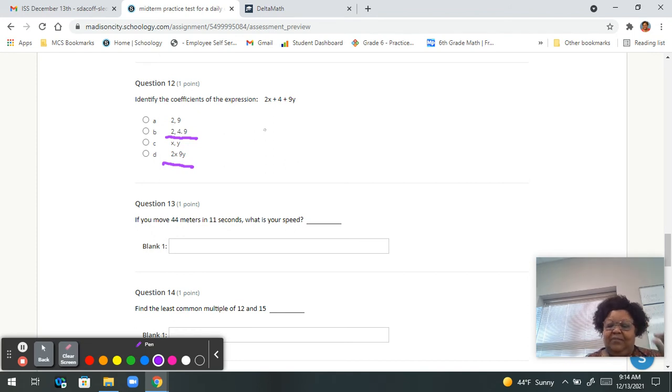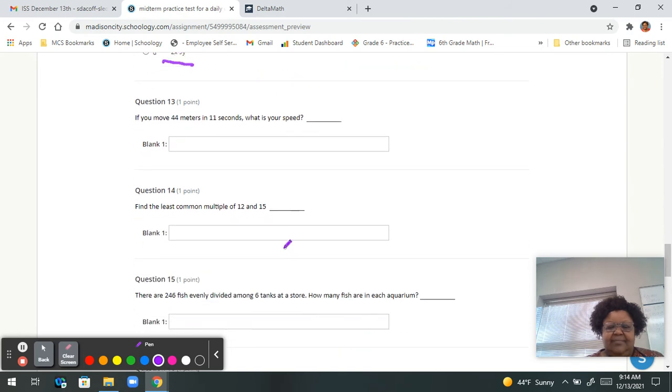Yes, you're right. The coefficient is a number in front of a variable. Some of you say a number with a variable. That's fine. So these two have coefficients because we have variables. So my coefficients are 2 and 9. The number only, guys, not the variable with it, okay? So it's not 2x and 9y. It's simply the 2 and the 9, okay?